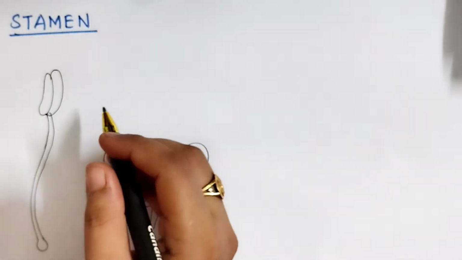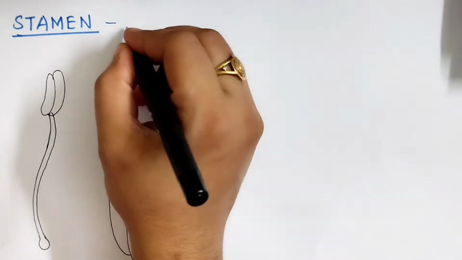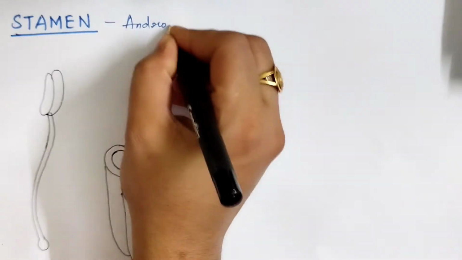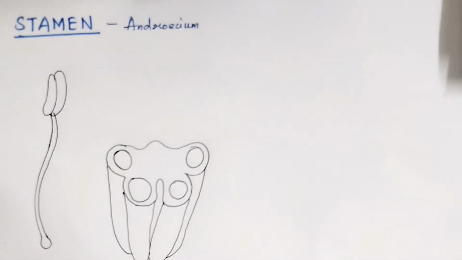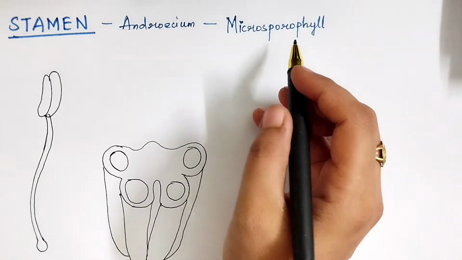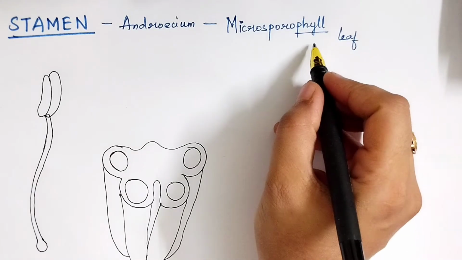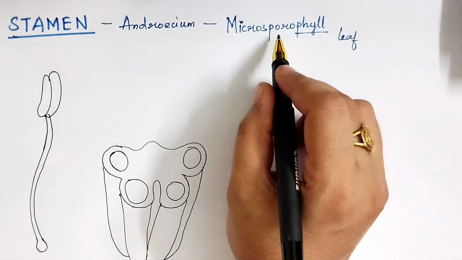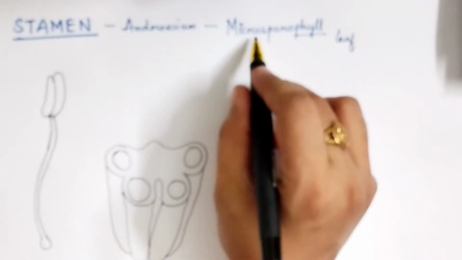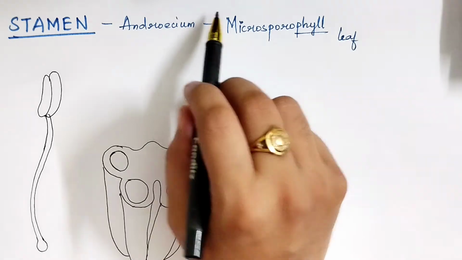So now we'll discuss the stamen. The stamen is the unit of androecium, which represents the male reproductive part of a flower. It is otherwise called microsporophyll. Phyll means leaf, that means a leaf which produces the microspore. Microspore is used particularly for the male reproductive part of a flower, which is nothing but the stamen.